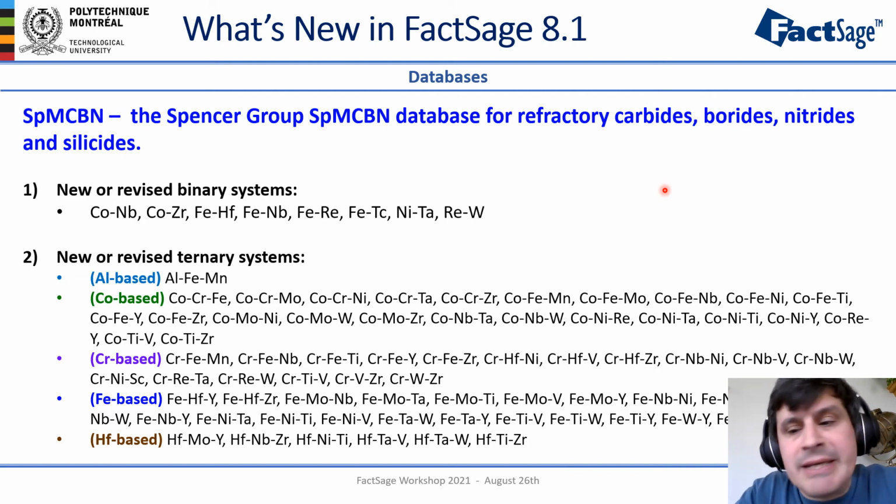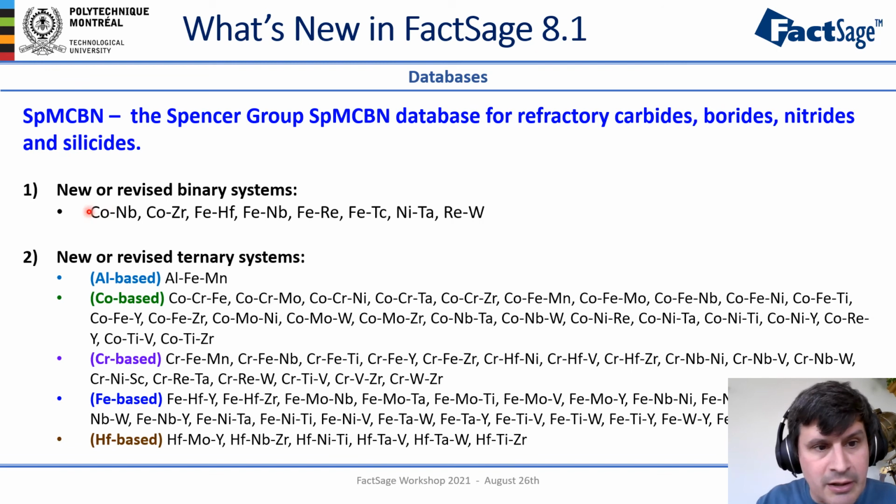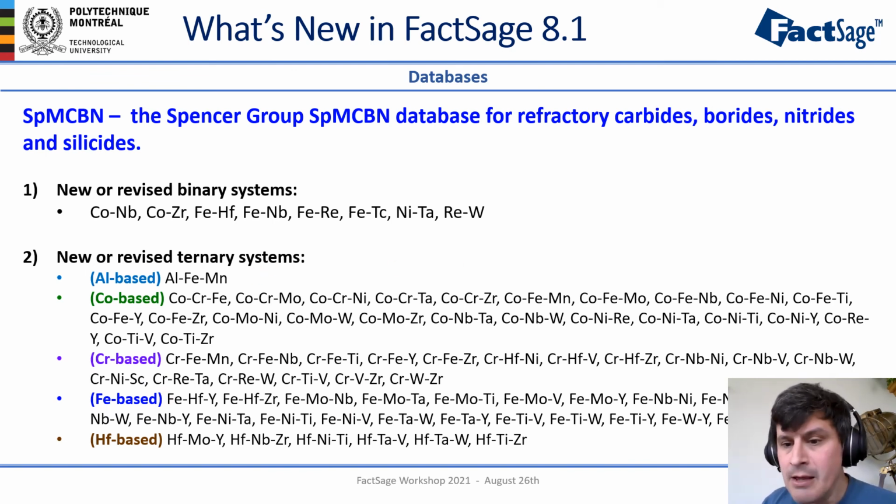The SPMCBN database from the Spencer group for refractory carbides, borides, and nitrides and silicides has been modified for the following binary subsystems, either new systems or revised binary optimizations. And revised or new ternary optimizations are present for aluminum-based, cobalt-based, chromium-based, iron-based, and hafnium-based systems. You get the complete list here. This is the work of the Spencer group at the Spencer in Trumansburg near Ithaca.